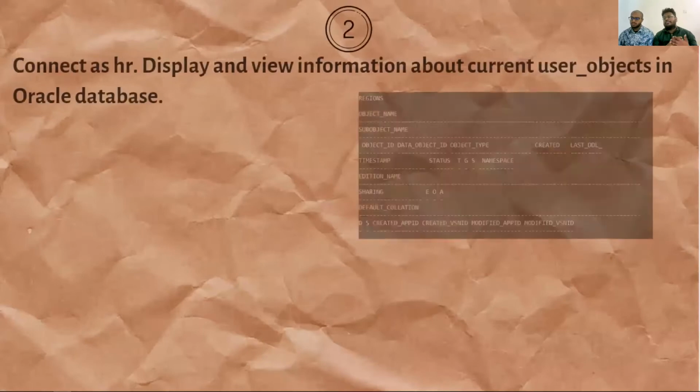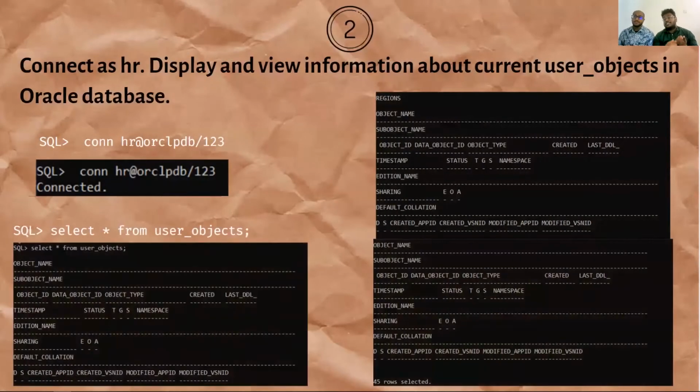The next part of the question is to connect to HR, and display and view information about the current user objects in the Oracle database. So first of all, we need to connect to HR. As you all can see, the command is conn hr@orclpdb/123, and you can see it's connected. After that, select * from user_objects. Star means all. As you all can see, all the data is displayed.